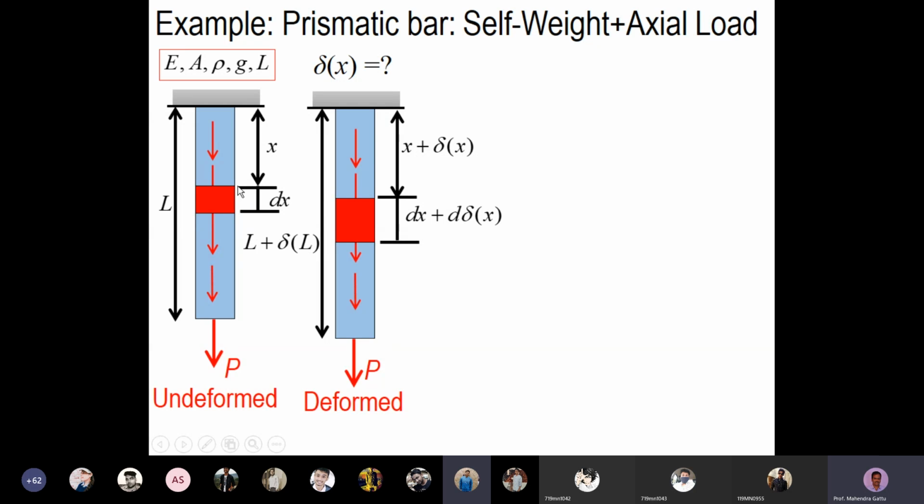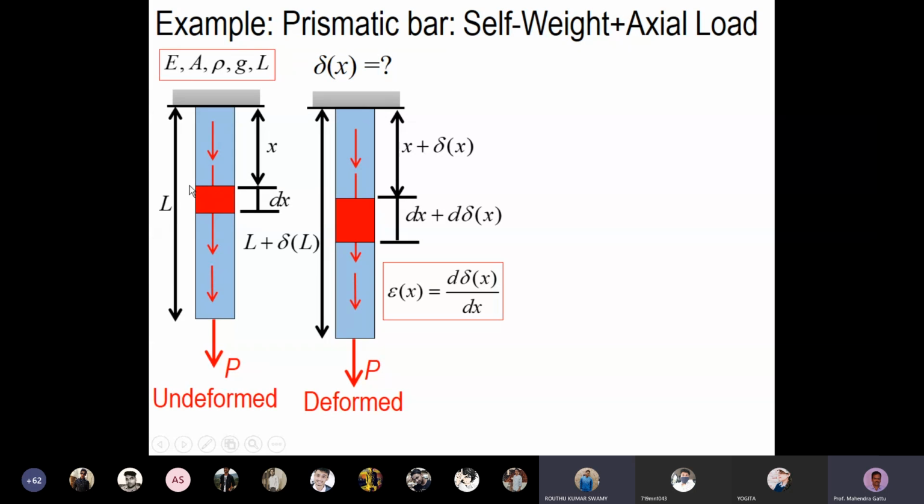So I asked you a question. What is the strain in this element? We have the initial length dx, and it is extending to dx plus d delta x. So what is the elongation of this element? Yeah, the elongation is d delta x. What is the initial length? dx. So what will be the strain? d delta x by dx. Yeah, so this is the expression for the strain in this small element.